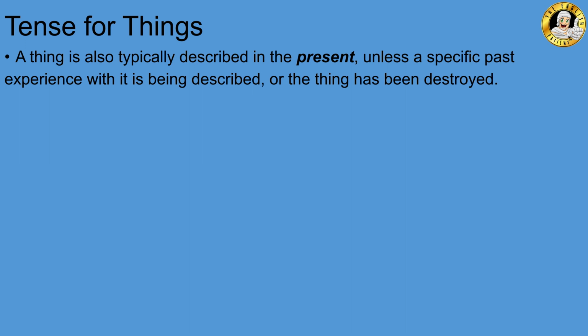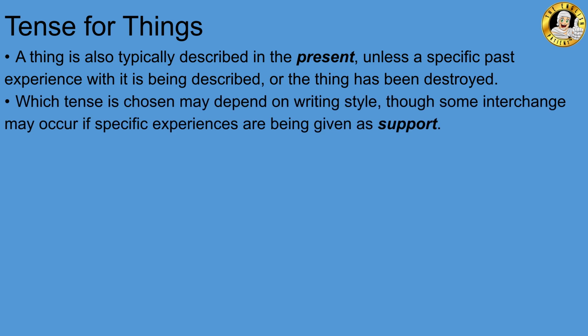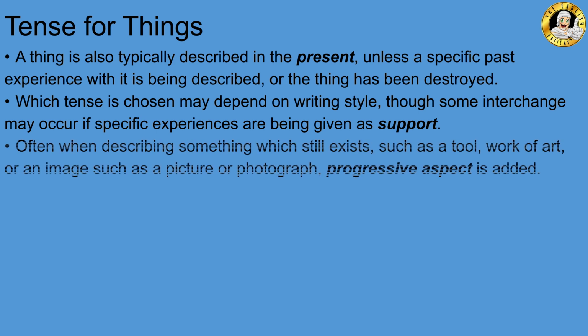Now, a thing is also typically described in the present tense, unless a specific past experience, once again, is being described, or if the thing has been destroyed, in which cases you would describe it in the past tense. Now, which tense is chosen may depend on your writing style, though some interchange may occur when specific experiences are being given as support for what you are saying.